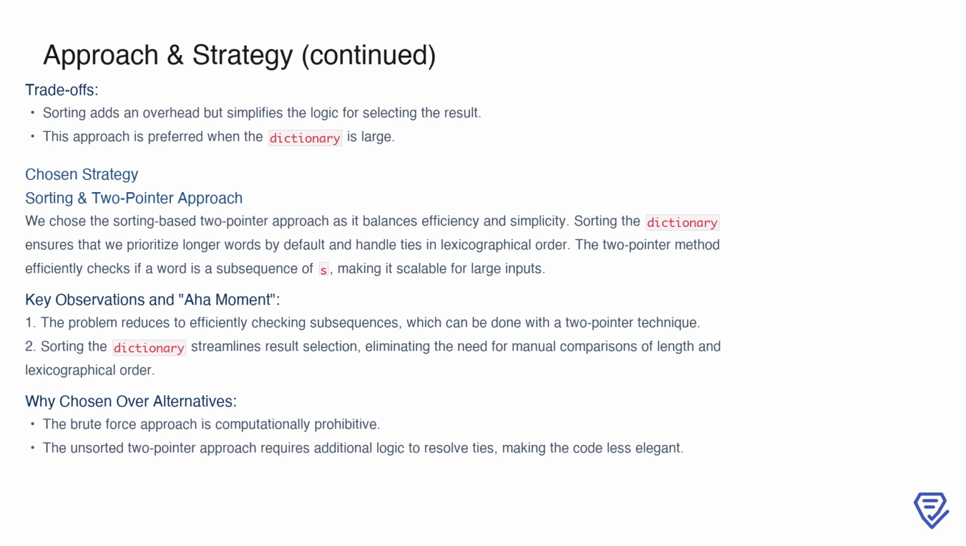The key insight here is that the problem boils down to efficiently verifying subsequences, and the two-pointer method is both intuitive and effective for this. Additionally, sorting the dictionary upfront streamlines the entire process, removing the need for manual comparisons during the iteration. Together, these techniques form a robust and elegant solution to the problem, outperforming the brute force approach and simplifying the logic compared to an unsorted two-pointer method.